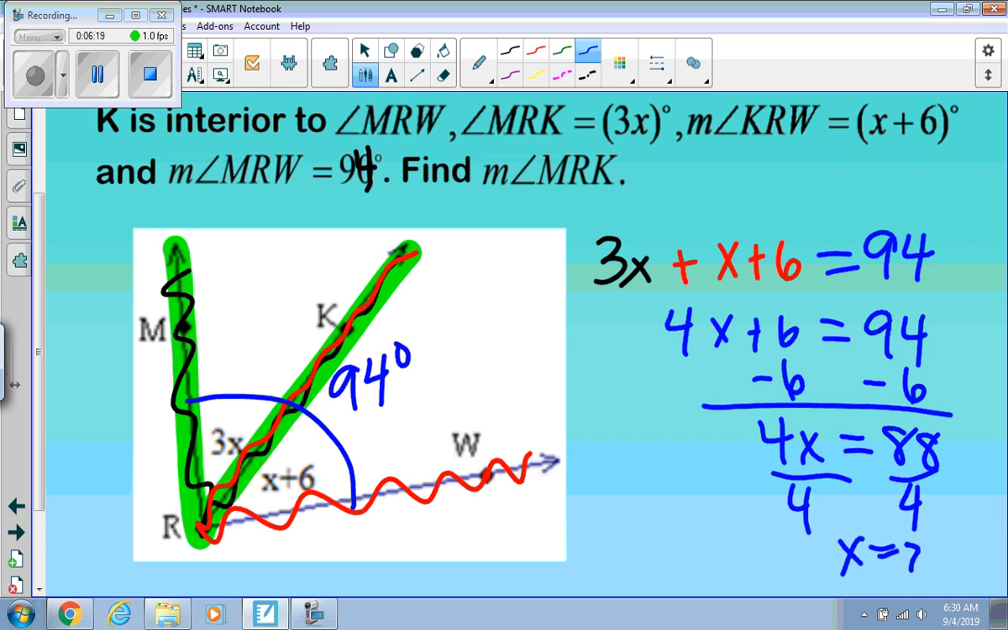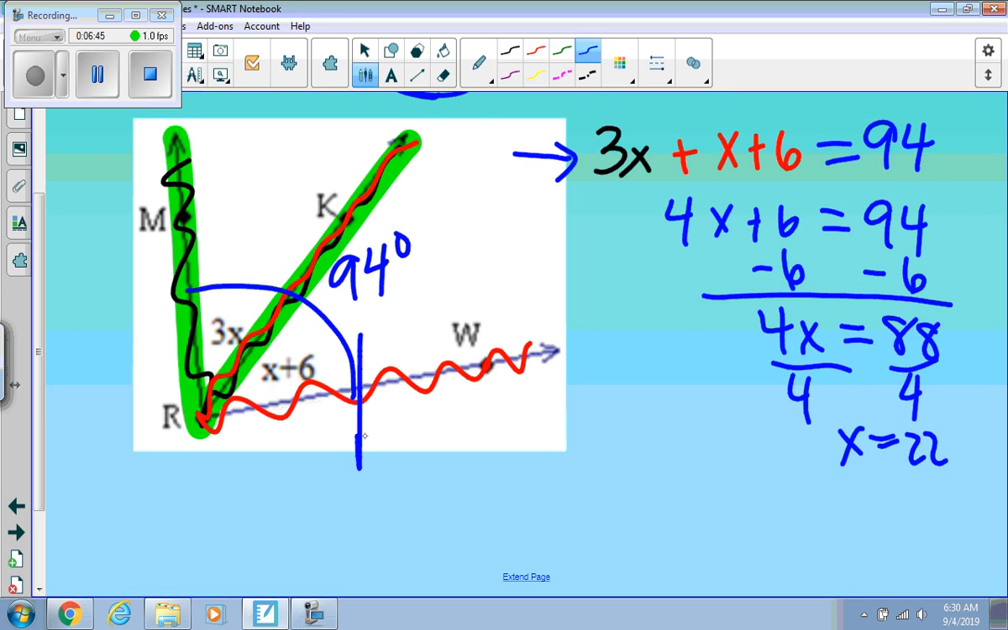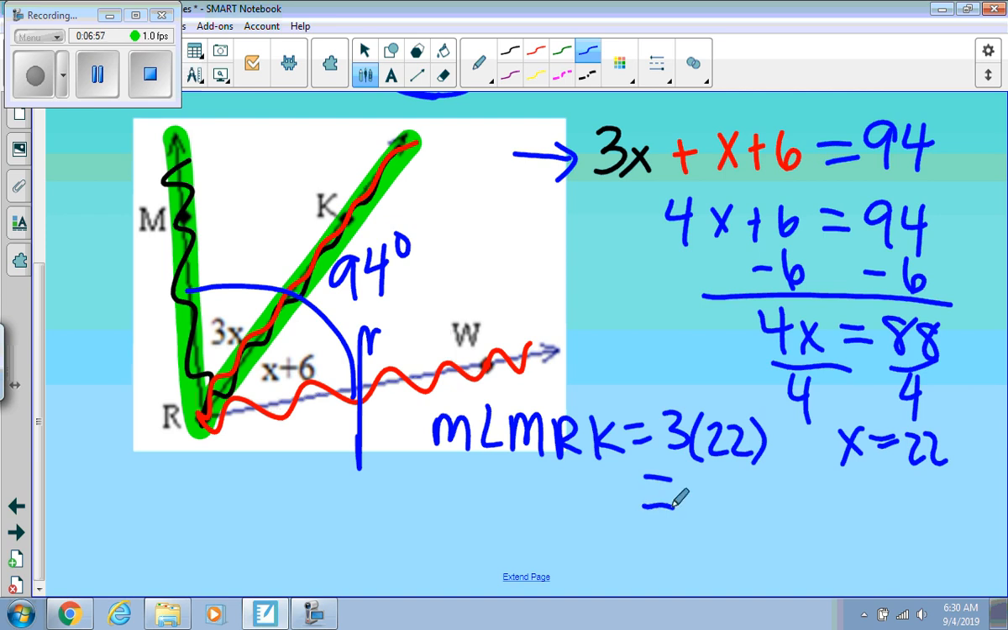So x equals 22. Now, if you could get this first line and just type that into Desmos and get your value of x, I am so happy that you can do that. So please do that if you need to. Now, let me cue the question because I forgot to do that. I'm finding the measure of MRK. I've only now found the value of x. So I need to take x and plug it back in for MRK. So the measure of angle MRK is equal to 3 times our value of x, which was 22. So the measure of MRK is going to be 66 degrees.